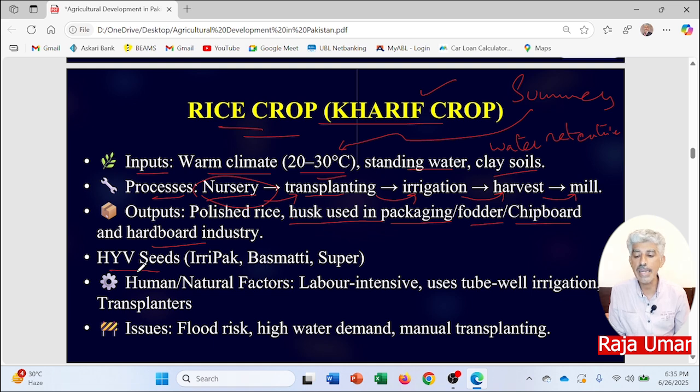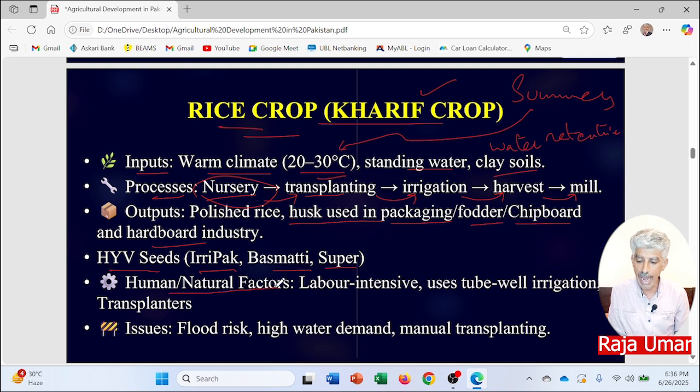HYV, high yield varieties, I mean genetically engineered seeds, are used for rice, and they are known as Irri-Pak, Basmati, and Super. Most of the time we buy Basmati rice or Super Kernel rice. They are the seed varieties of rice, globally known and recognized seed varieties of Pakistan, and Pakistan earns a lot of foreign exchange by exporting the Basmati and Super high yield variety rice we produce in our fields.